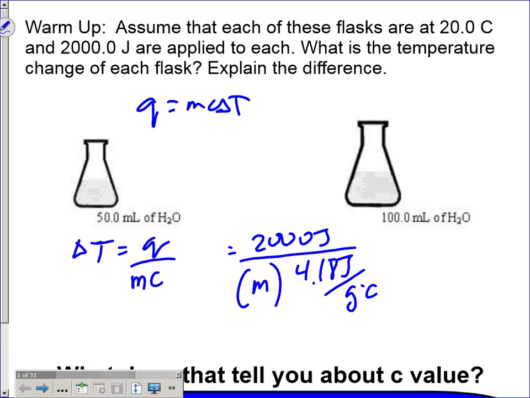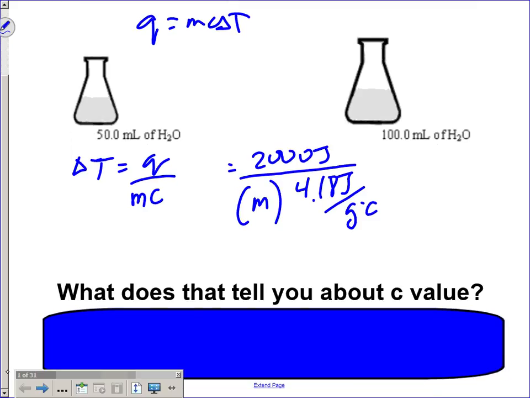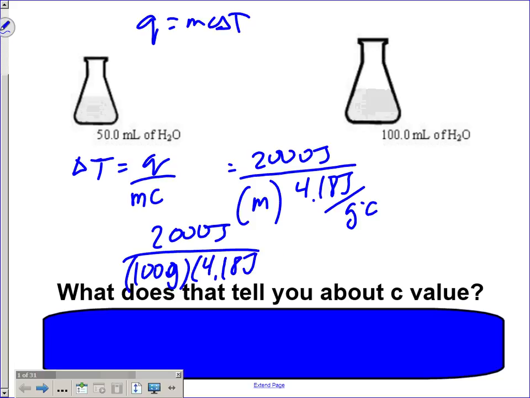So don't think about having to calculate 2,000 divided by 4.18, that's a little rough, or even 2,000 divided by 50 times that or 100 times that. Think about the relationship between the two setups. You got me? Okay. So does anybody have this value for the 100 one? What's 2,000 joules divided by 100 grams times 4.18 joules per gram degree C? 4.78 degrees Celsius, okay?